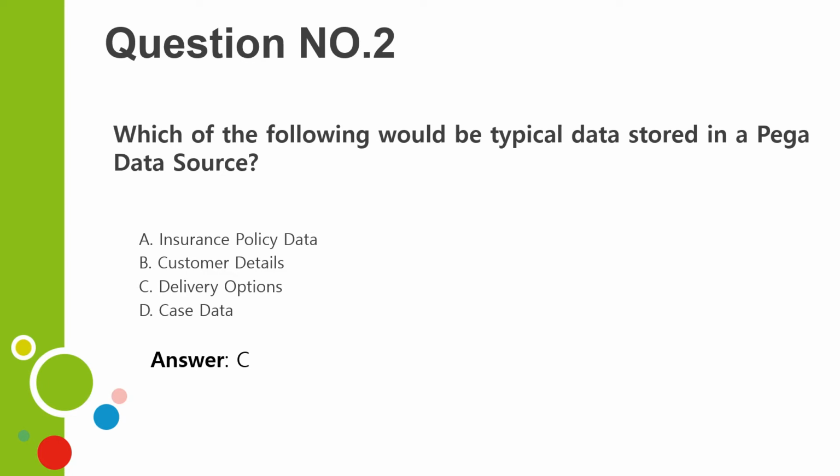Question no. 2. Which of the following would be typical data stored in a Pega data source? A. Insurance policy data. B. Customer details. C. Delivery options. D. Case data. Answer: C.